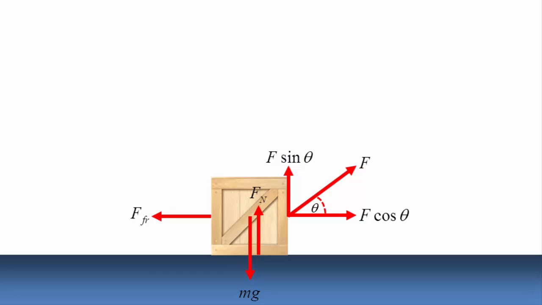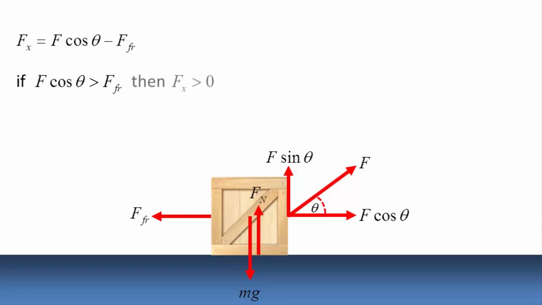So along the horizontal axis, we have the following force equation. We have the component of the applied force to the right minus the frictional force to the left. If the horizontal component of the applied force is greater than the maximum static frictional force, remember that the crate was initially stationary, then we will have a net force that will cause the crate to slide. If F cos theta is less than the frictional force, then the crate would not move.